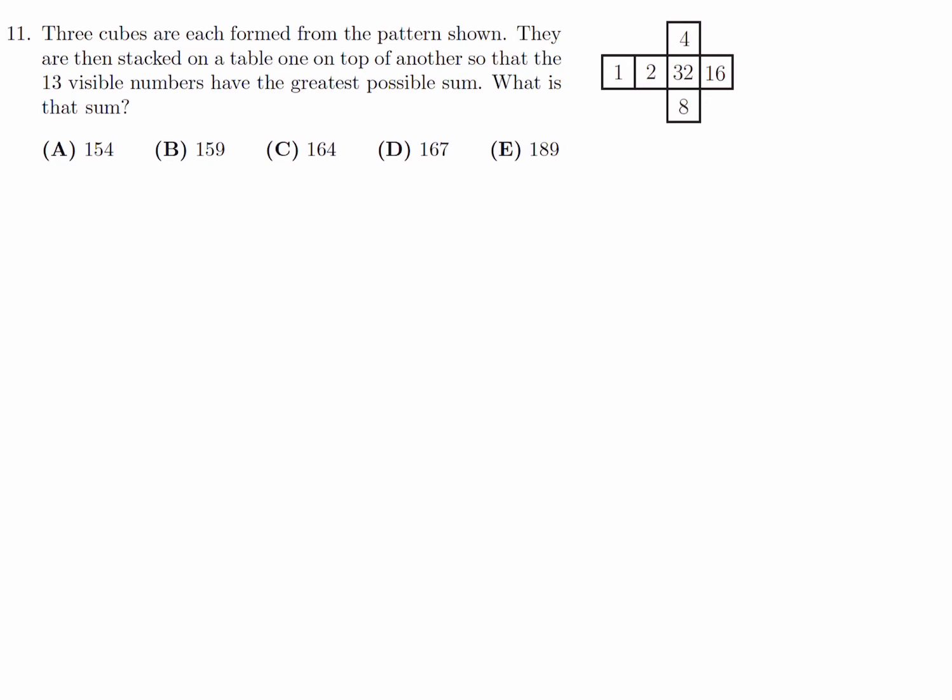So first and foremost, let's figure out the sum of 3 cubes that all have those numbers. So it'll be 1 plus 2 plus 32 plus 4 plus 8 plus 16, and of course all times 3. And that equals 3 times 63, which is 189. And that is if all the faces were visible.